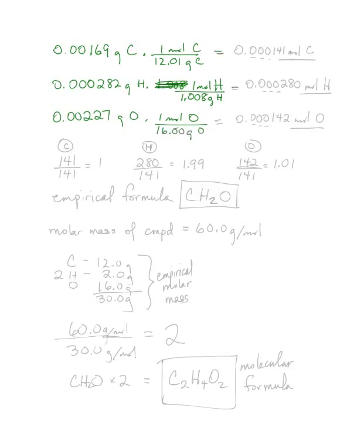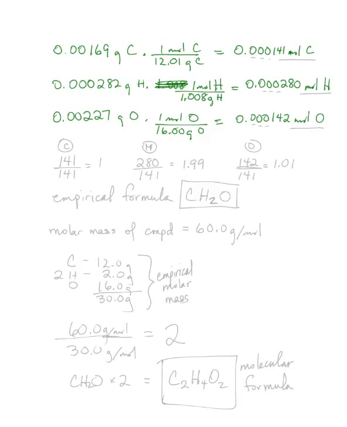And now I'm going to just go ahead and multiply these numbers, and I'm going to end up with some moles. So 0.000141 moles of carbon. Of course, you could be writing this in scientific notation if you didn't want to just write down all these zeros, but I just thought for this particular example I would do it this way. Moles of hydrogen and 0.000142 moles of oxygen. So now I have my moles.